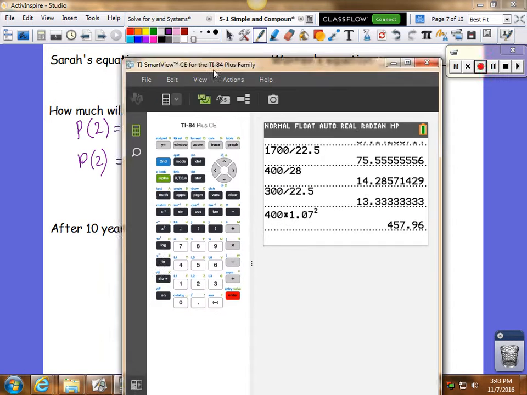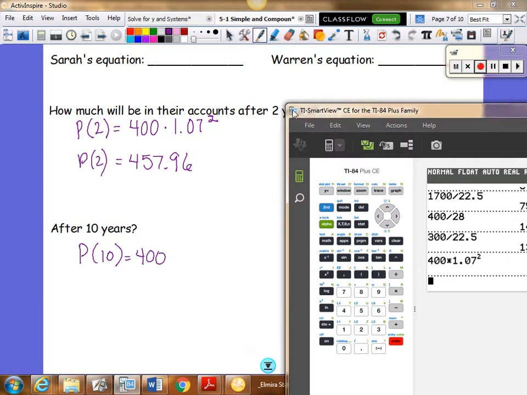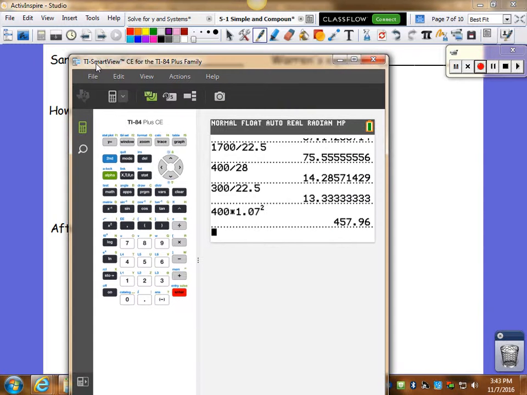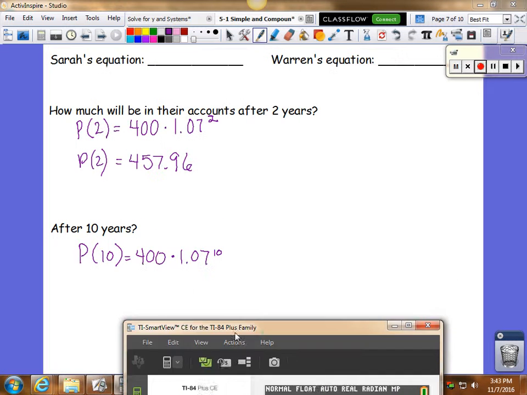Okay, all right, the next one says after 10 years. So 400 times 1.07 to the 10th power. Second entry, remember you can do that. I'm going to make that a 10. Enter. 786.86.